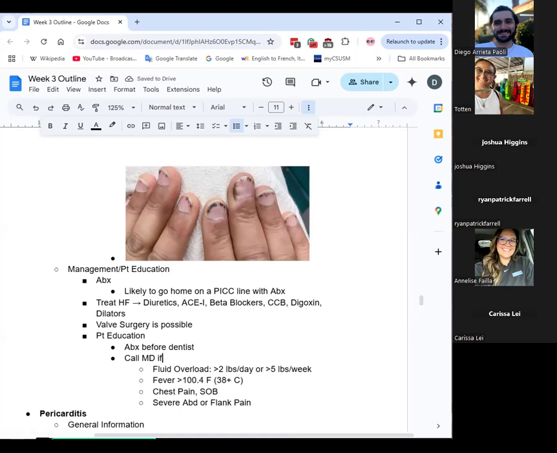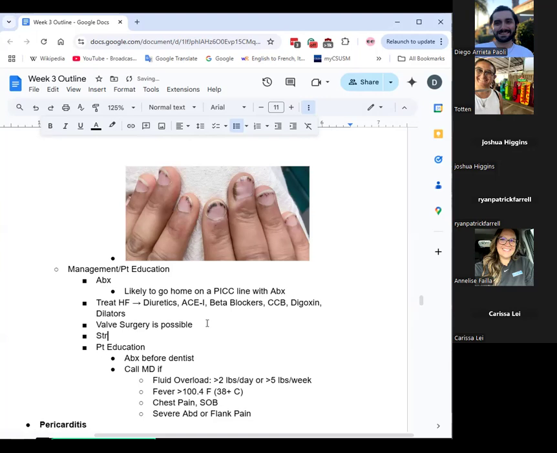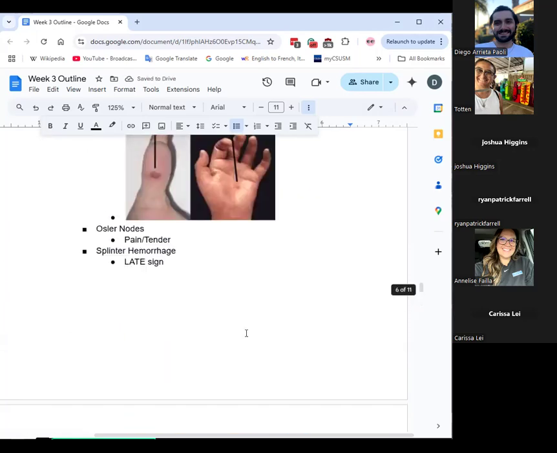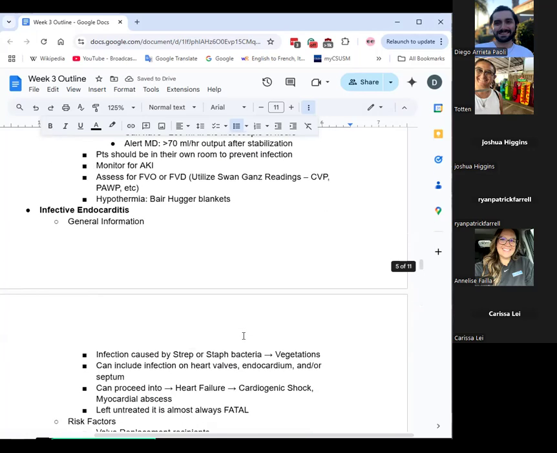And then lastly, I'll ask you guys, is this person infectious to others with their infective endocarditis? Yeah, so we're going to do standard precautions on this person. Cool. So that's kind of it. Any questions on infective endocarditis?